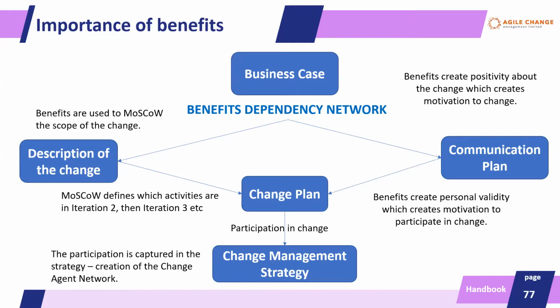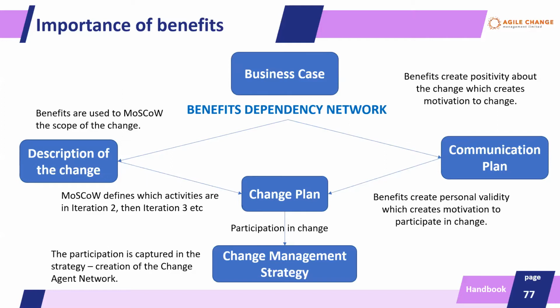But from the perspective of the business need section of this course, I think we need to look at benefits from two other perspectives. On the left there, you can see coming out of business case, the benefits do something very important in that when it comes to the description of the change, also created in iteration 1, that's when we have our overarching scoping document. That's when we're saying what we will be changing and what we're going to exclude from the change.